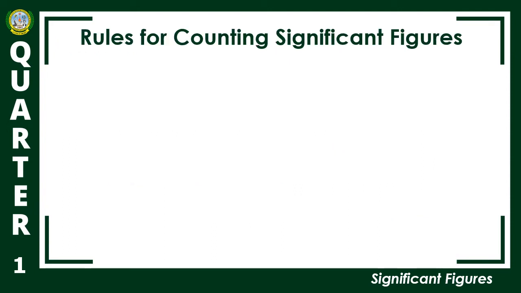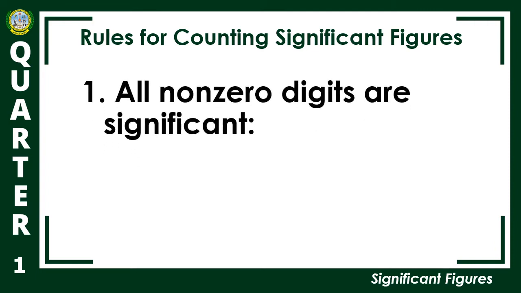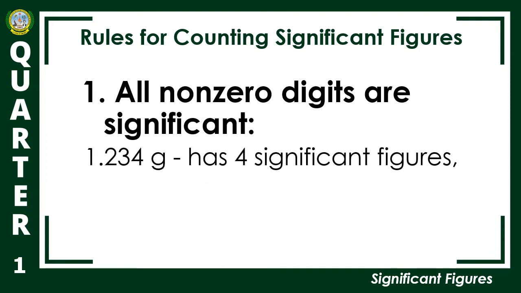Here are the rules for counting significant figures. Rule number 1, all non-zero digits are significant. So, tatandaan po, lahat ng non-zero digits, which mean yung 1 to 9 po, they are all significant. So, if we have these numbers, for example, 1.234 or 1 and 234 thousandths gram has 4 significant figures. Okay, so 1, 2, 3, and 4. So, apat na non-zero digits, meaning it has 4 significant figures.